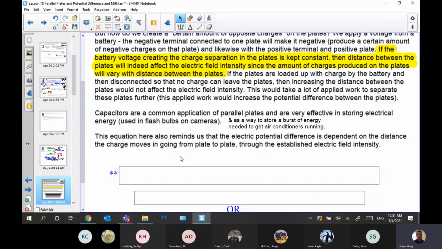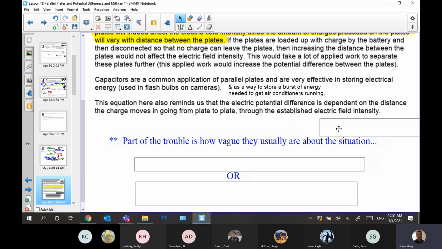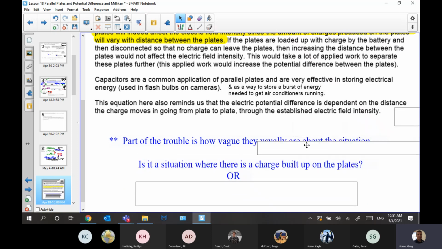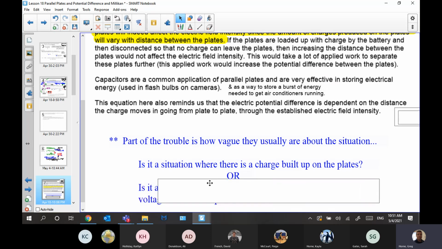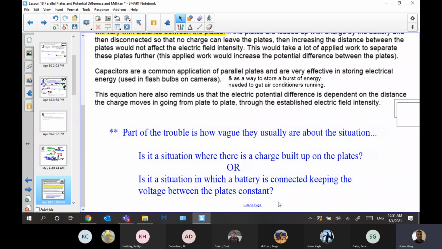This equation also reminds us that electric potential energy difference is dependent on the distance. Yeah, it depends on the distance, like we said. So the trouble with this is clarity, really. A lot of times they don't really tell you, is this a situation where there's a charge built up on the plates, or is it a situation where the voltage between the plates is constant? Sometimes textbooks in general, or people, are a bit vague about which kind of situation it is.